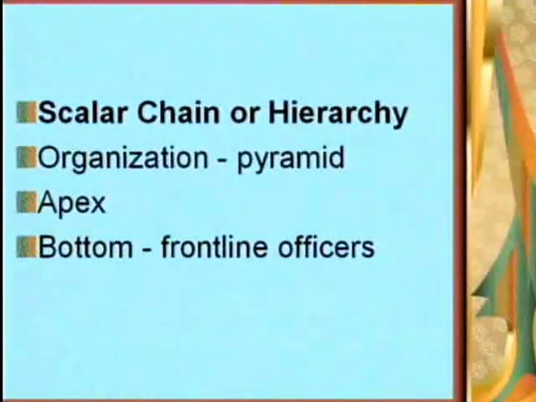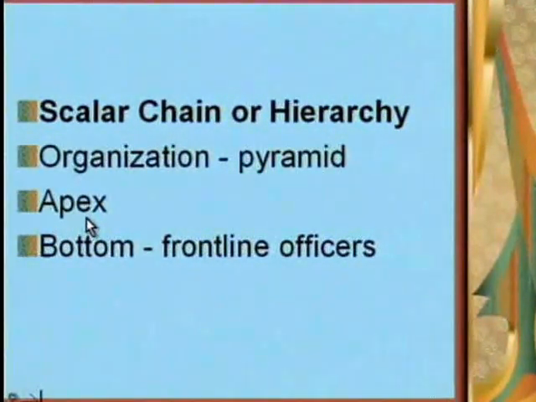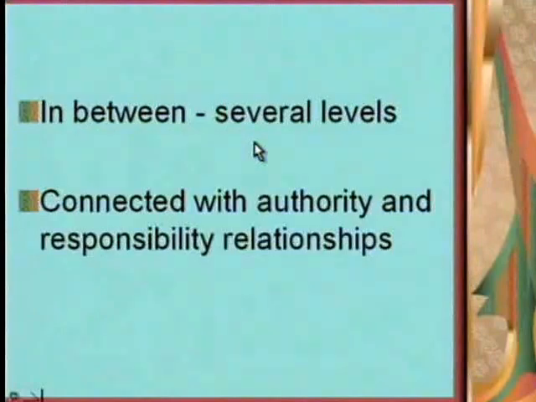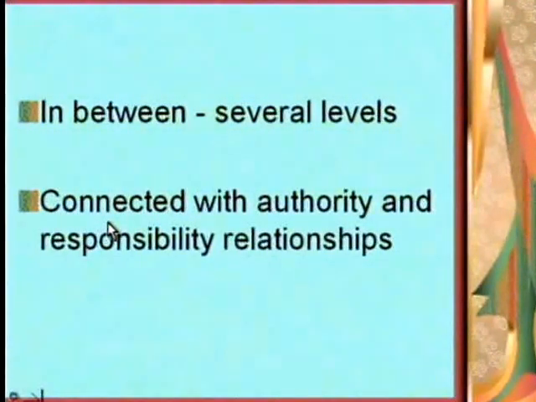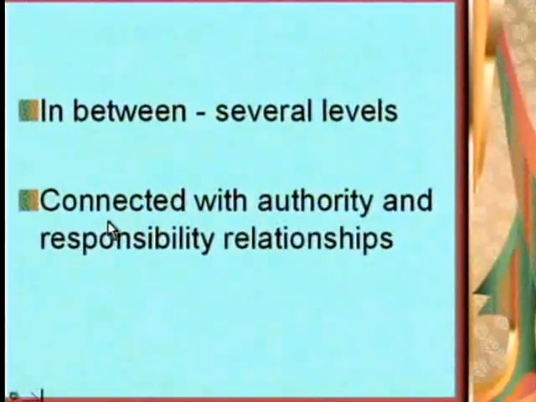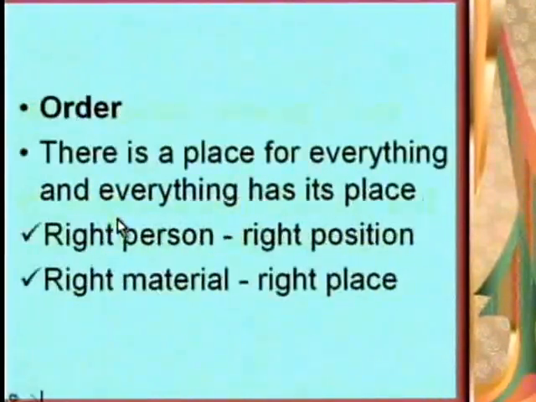Next, scalar chain or hierarchy. Organization is in the shape of a pyramid. At the apex, there will be a president or a chairman who is at the top. At the bottom, frontline officers will be there. In between, there are several levels of middle management. They are connected. In this scalar chain, each and every position is connected by authority and responsibility relationships.